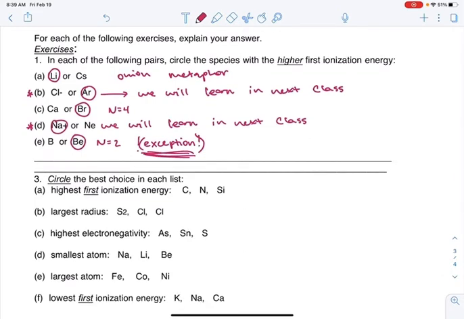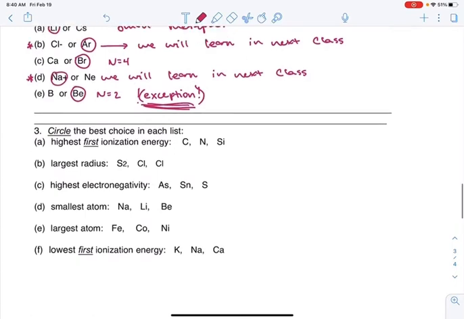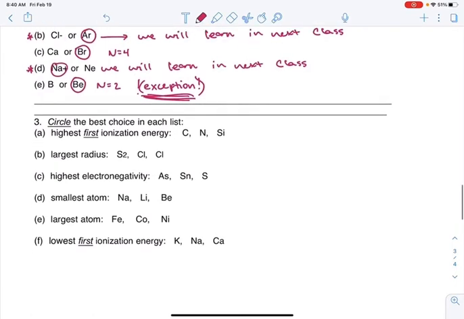Okay, so circle the best choice in each list. Highest first ionization energy, carbon, nitrogen, and silicon. So this is a nice one. So we have carbon, nitrogen, and silicon, right? So the further up you go and the further right you go, the higher the ionization energy. That's going to be nitrogen. I drew this little picture to help with my up and downs, left and rights.